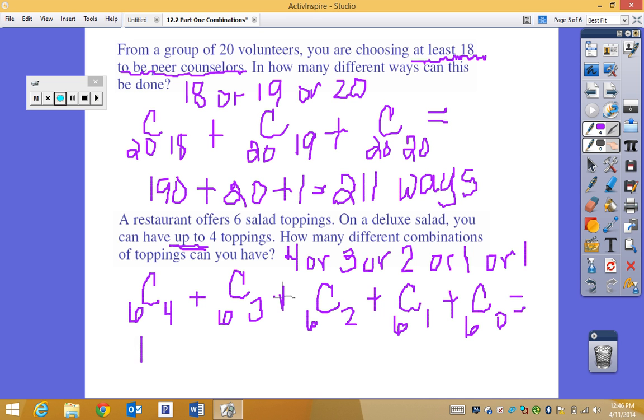So I have 15, 20, 15, 6, and 1 for a total of 57 different combinations that we could have with that salad.